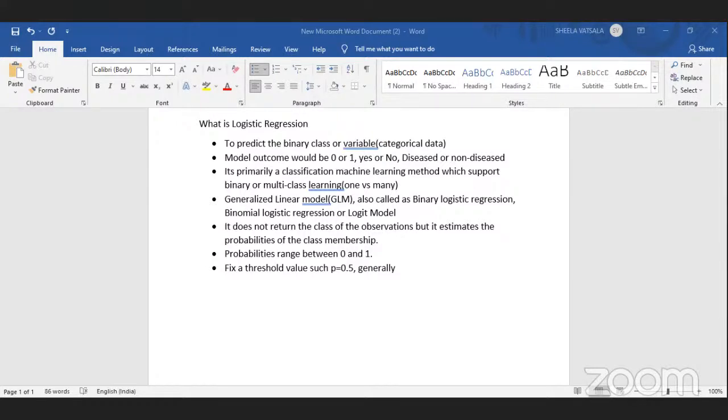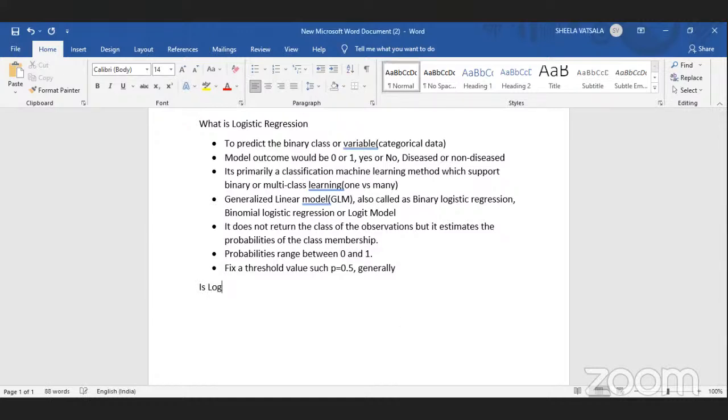So another question that we may come across is: is logistic regression a supervised machine learning algorithm? Can we say yes? Yes.